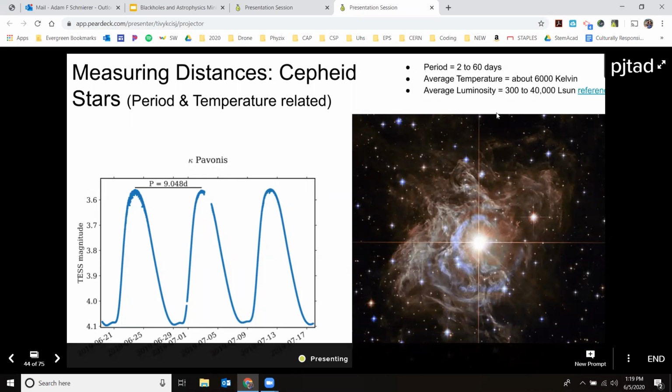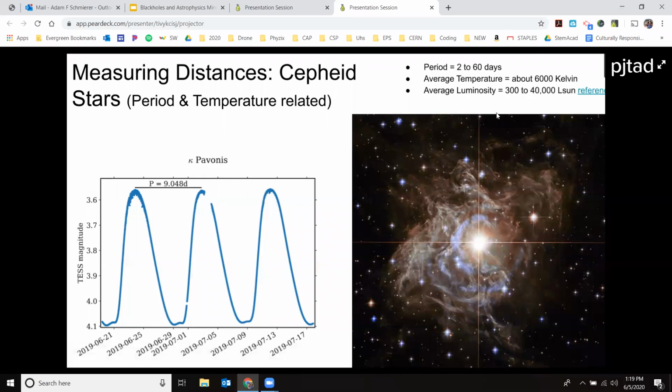Notice how they take between 2 and 60 days. Okay. And we can actually look at these things. We know they're not going away from us that fast because of the parallax. So we know that their changing brightness isn't from that. Here's what's cool. You ready for this?